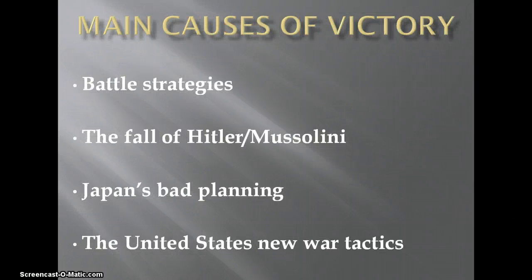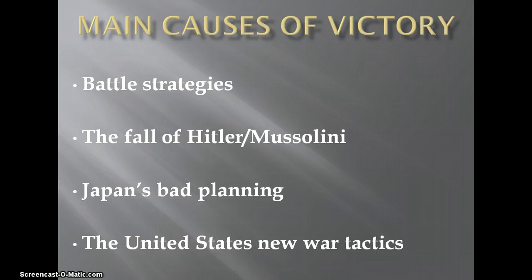Main causes of victory. Key to the victory in Europe was the strategy of swarming Germany from all sides and cutting off reinforcement routes. In the Pacific, the ability to gain many islands was important for the advances of the Navy.